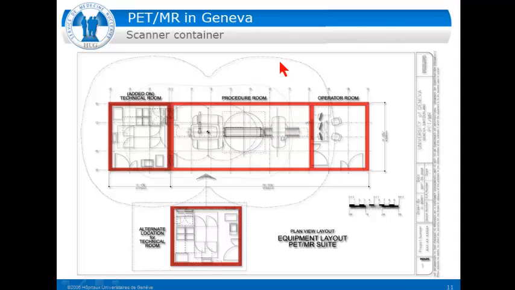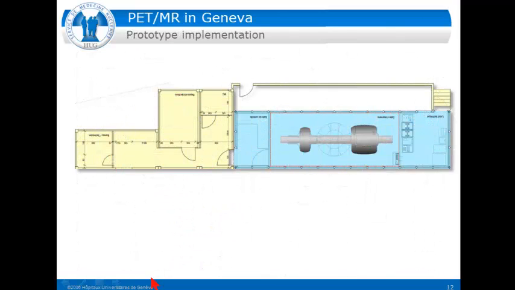This is a normal design of a PET MR unit with a procedure room, the operator room, technical local, and other locals. And in Geneva we did it like that. Here are the plans. These are the rooms which are still belonging to the hospital. And here you can see the scanner container, which is just put adjacent to the hospital.